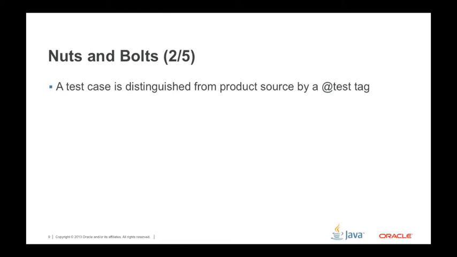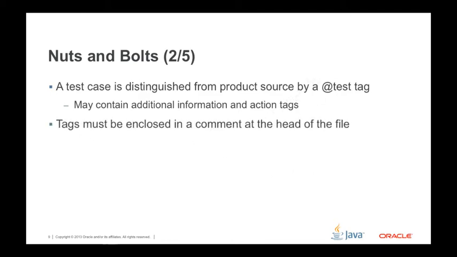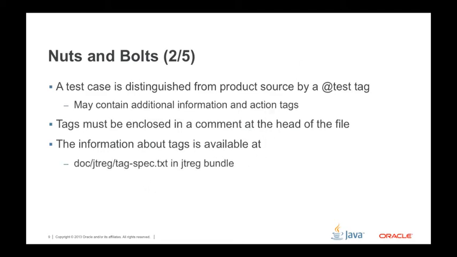A JTREG test case is distinguished from product source by the @test tag. A test case may contain additional information and action tags. Tags must be enclosed in a comment at the head of the file. The information about tags is available in the doc/jtreg directory in the JTREG bundle. You can get the same information by typing jtreg -onlinehelp. You can also get the tag specification from the OpenJDK.java.net website. In the next slide, I'm going to explain the most commonly used JTREG tags.